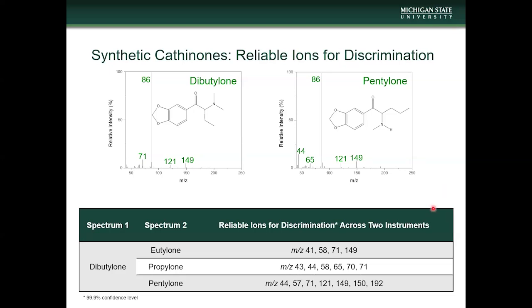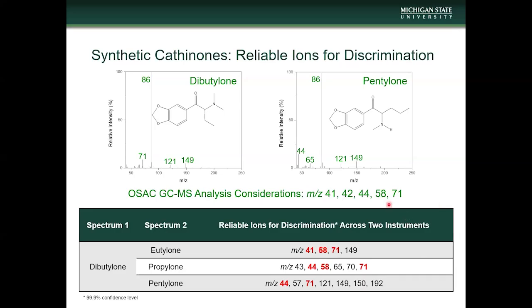So this is summarized in the table here, where I'm showing dibutylone compared to the other 3 cathinones. And now these ions here are reliable ions for the discrimination of these cathinones over time and on 2 instruments. So for dibutylone compared to butylone, we have 4 ions responsible for the discrimination. For dibutylone compared to propylone, we have 6 ions. And for dibutylone compared to pentylone, we have 7 ions responsible for that discrimination.